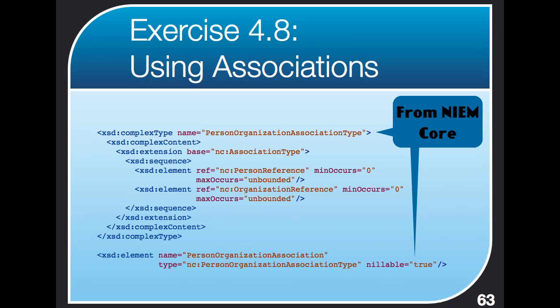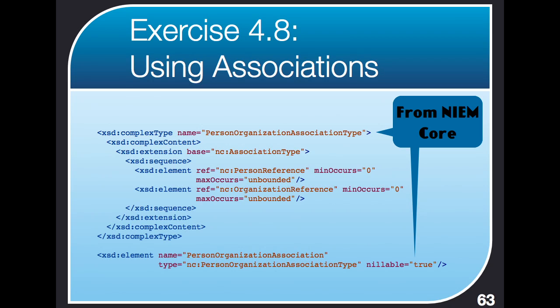Again, you'll see that it's extended from that generic association type, giving it a starting and end date, and it adds a person reference and an organization reference, exactly what you would expect, allowing you to link a person and an organization together in an association. Now, I also added the element declaration. There is a generic person organization association for just linking generically a person and an organization, but you wouldn't use that a whole lot. Rather, you would use this type as a base for a more specific type, as we did in the previous slide.